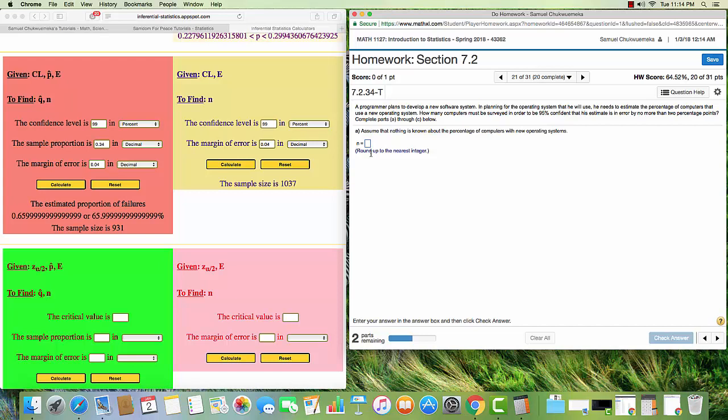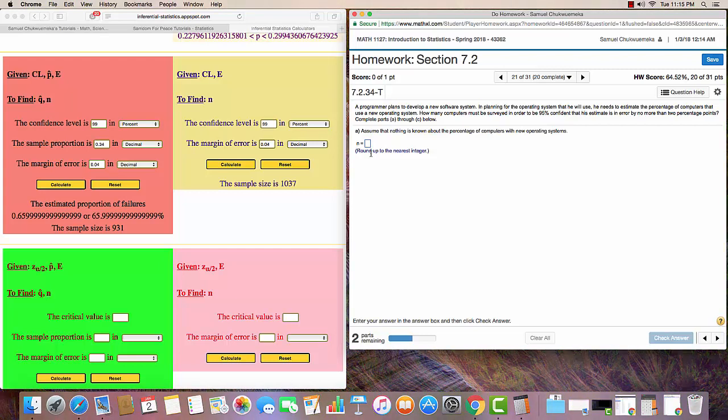Question 21. A programmer plans to develop a new software system. In planning for the operating system that he will use, he needs to estimate the percentage of computers that use a new operating system. How many computers must be surveyed in order to be 95% confident that his estimate is in error by no more than 2 percentage points? So that means the margin of error is 2 percentage points. Within 2 percentage points.